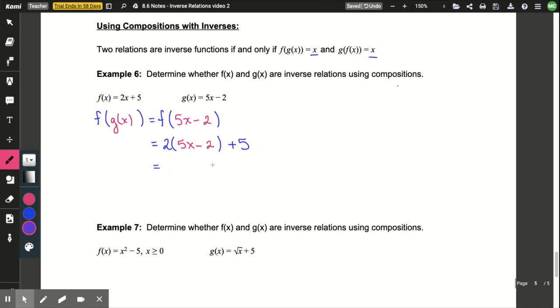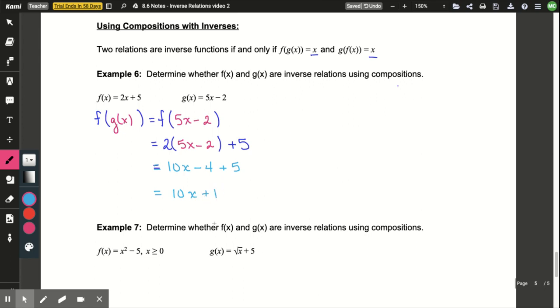And now I'm going to actually put them together. So I'm going to be doing the work to get them together. I think I want to do a very different color for that. So let's do a light blue. There we go. Okay, so I'm going to distribute the 2. So that would give me 10x minus 4 plus 5. And then when I combine like terms, I get 10x plus 1.